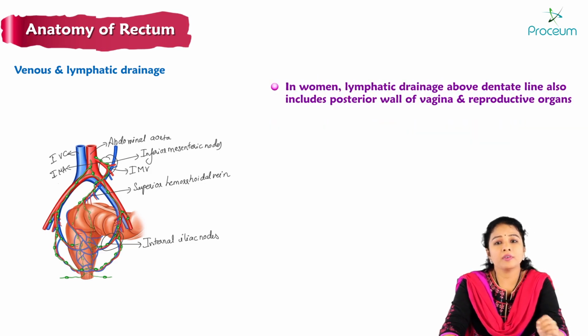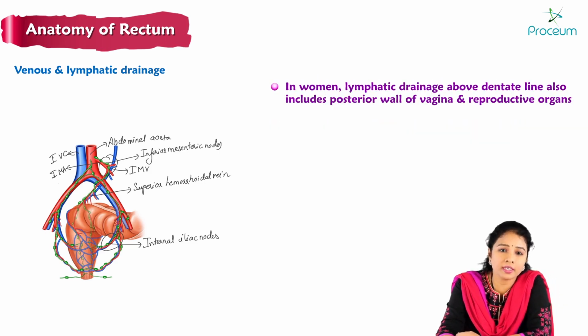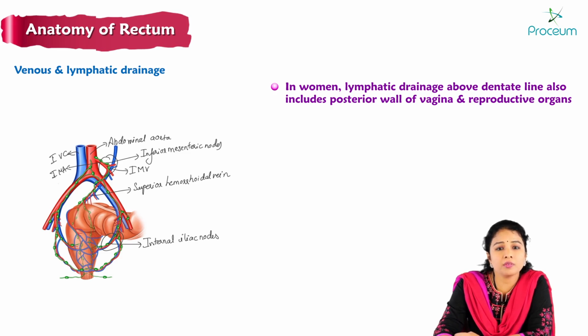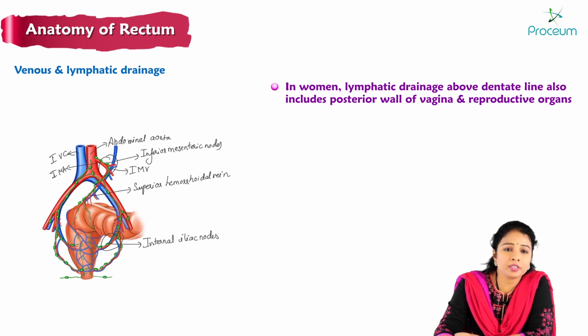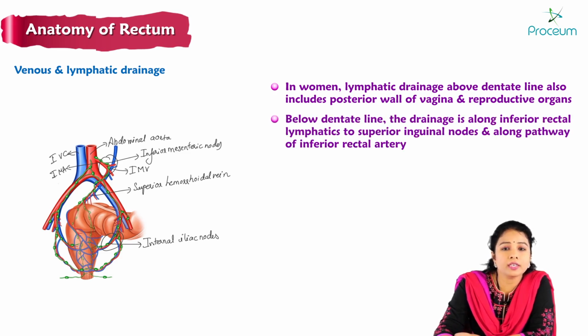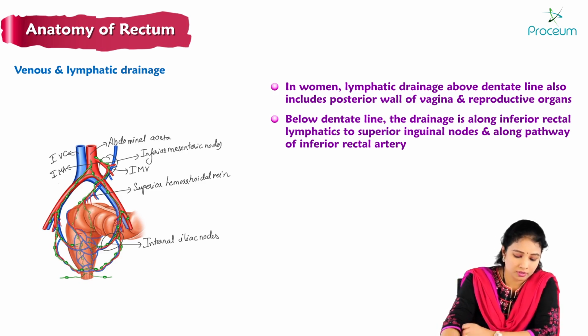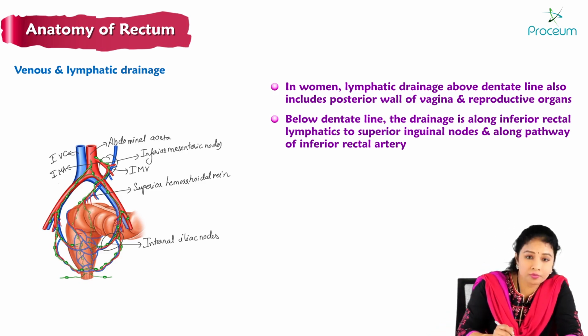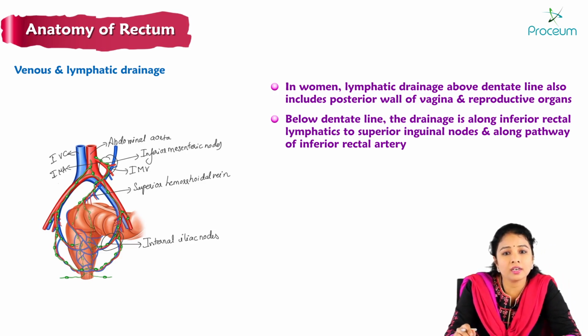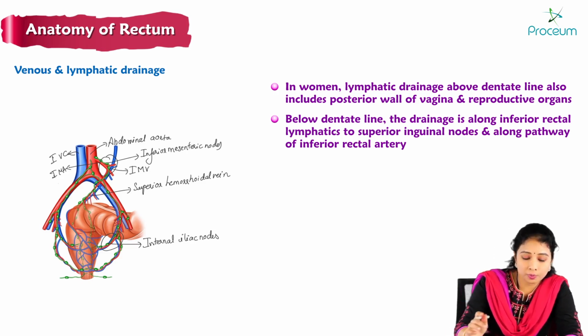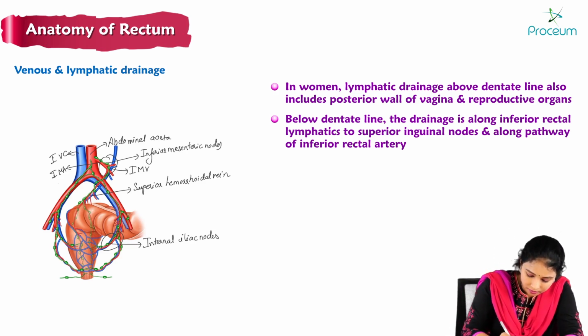In women, the lymphatic drainage above the dentate line also includes the posterior wall of the vagina and reproductive organs. Below the dentate line, the drainage is along the inferior rectal lymphatics to the superior inguinal nodes, along the pathway of the inferior rectal artery.